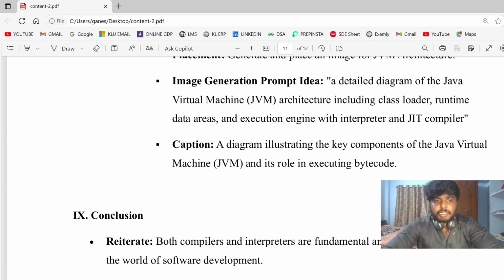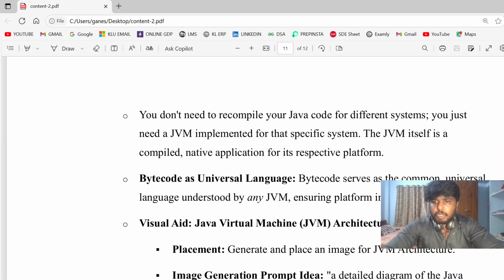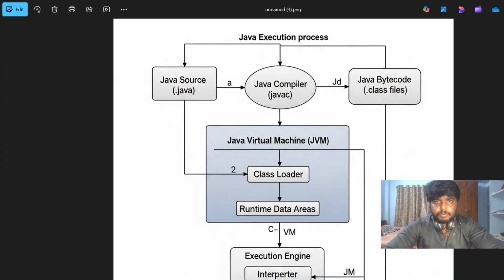So coming to the architecture, I will show the architecture. So this is the architecture. javac is the Java compiler, which takes Java source code and produces Java bytecode. After compilation, the bytecode is generated. After the bytecode is generated, it goes into the Java Virtual Machine, and then if the just-in-time compiler gets triggered, it undergoes just-in-time compilation.